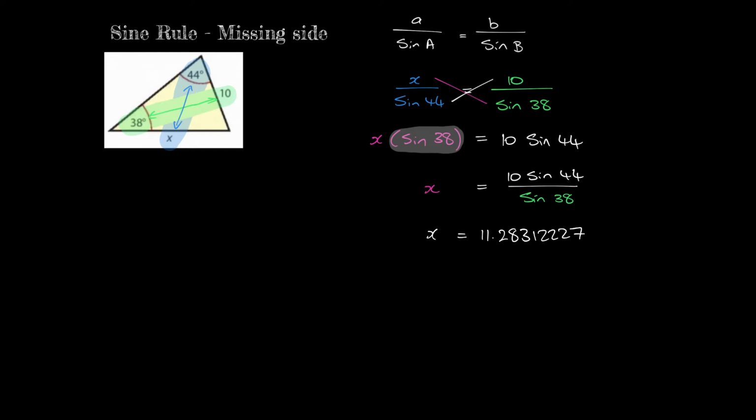And if they wanted it to the nearest two decimal places, you'd draw a line and look at the number that follows. If this number here is 5 or greater, then the 8 will round up to 9. If this number is less than 5, then the 8 would just stay, and your answer would be 11.28, which in this case it is.